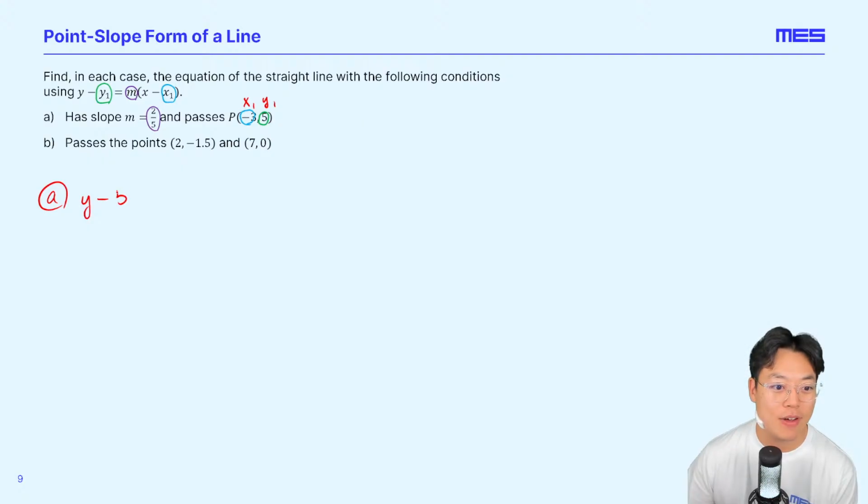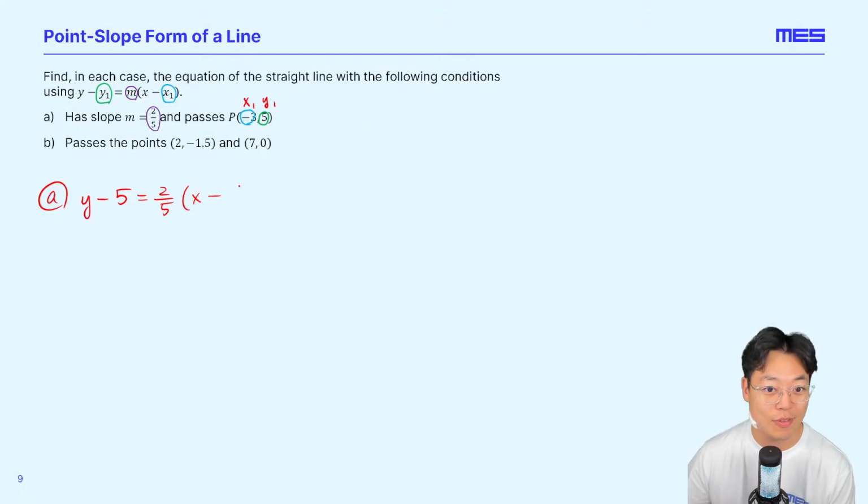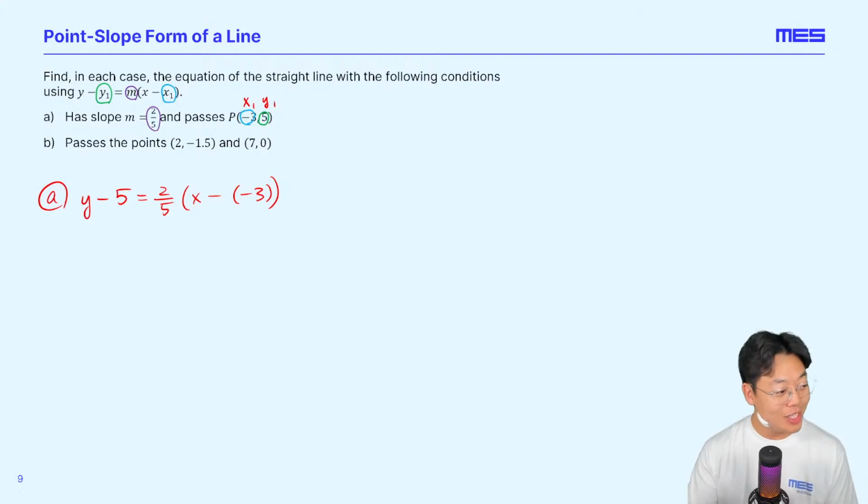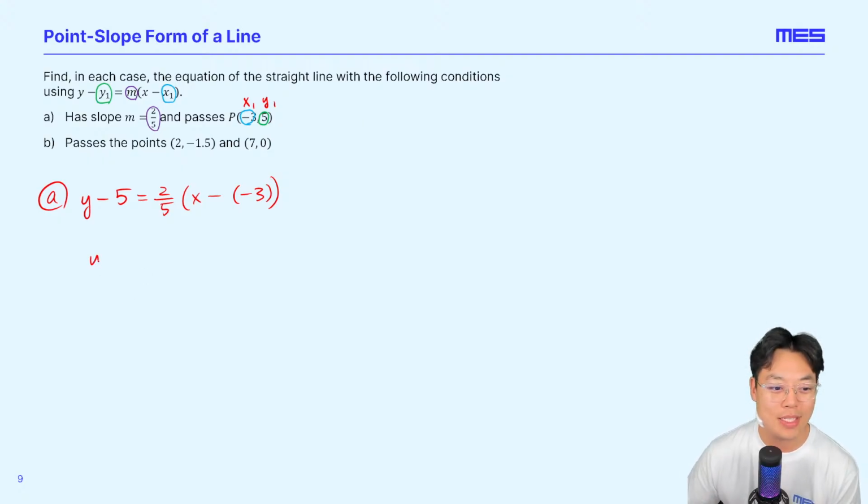Y minus 5 in green is equal to 2/5 times x minus x sub 1, which is negative 3. And boom. All we need to do from here is use our knowledge of number operations to isolate the y. And we've got our equation of a line. So we have y minus 5 is equal to 2/5 x.